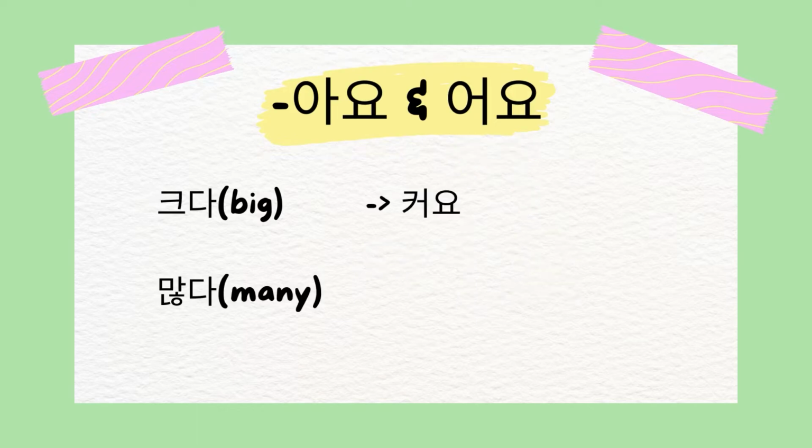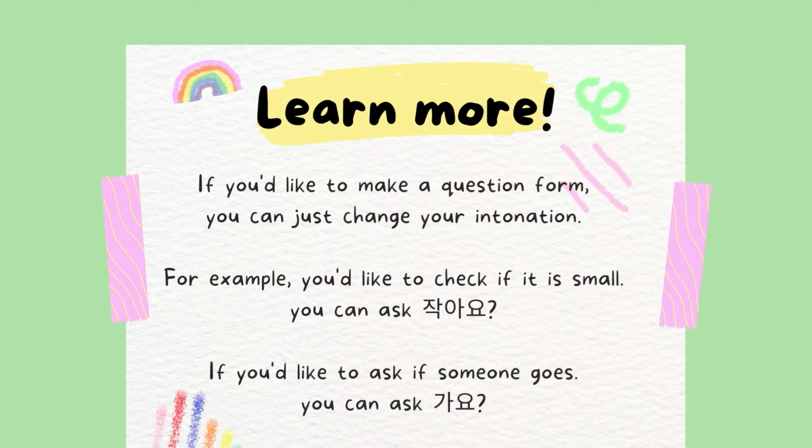커요. 많다. As you can see, 만 has an a sound. That's why you can just apply 아요, so 많아요. If you'd like to make a question form, it's very simple. You can just change your intonation. If you'd like to check if it is small, then you can ask 작아요? If you'd like to ask if someone goes, you can ask 가요?